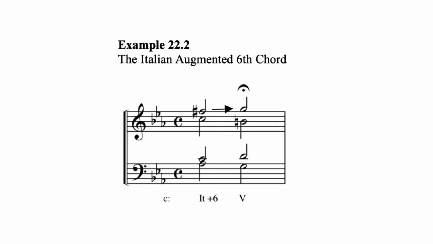The Italian augmented sixth chord. This next example presents an Italian augmented sixth chord in 4 voices. Aside from the elements of the augmented sixth interval, the Italian augmented sixth includes a pitch a major third above the bass, and this pitch is doubled.